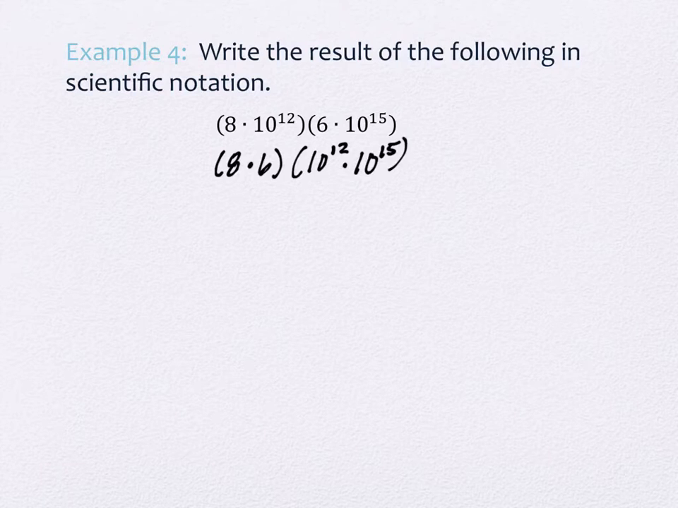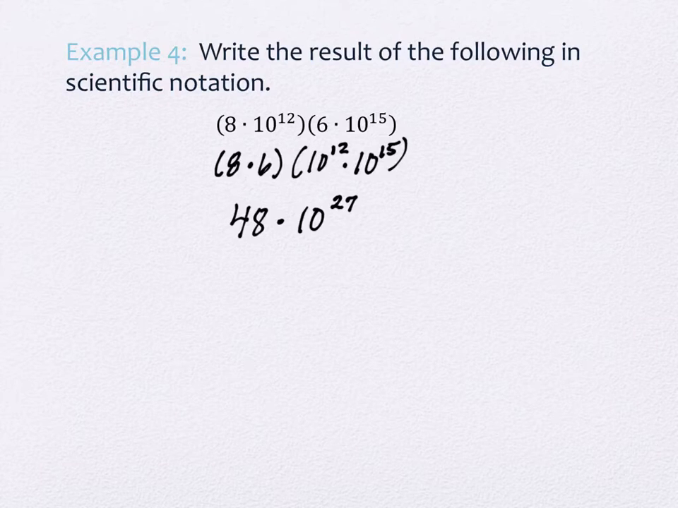So what's 8 times 6? 48. And then 10 to the 12th and 10 to the 15th is what we did back in chapter 6 with properties of exponents. What do I do with the 12 and the 15? I add them, right. 12 plus 15 is 27. Am I done? Not quite.